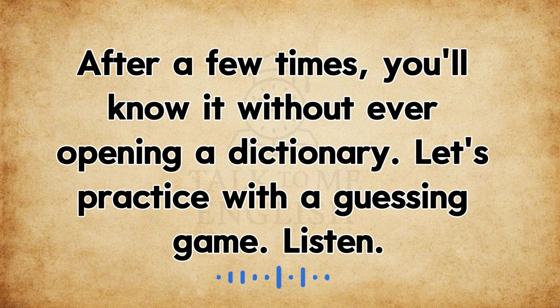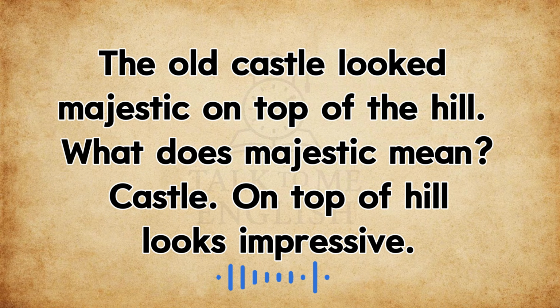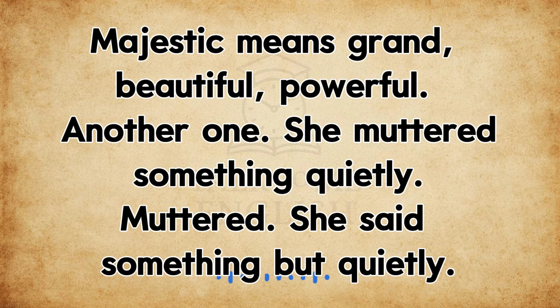Let's practice with a guessing game. Listen: the old castle looked majestic on top of the hill. What does majestic mean? Castle, on top of a hill, looks impressive. Majestic means grand, beautiful, powerful.